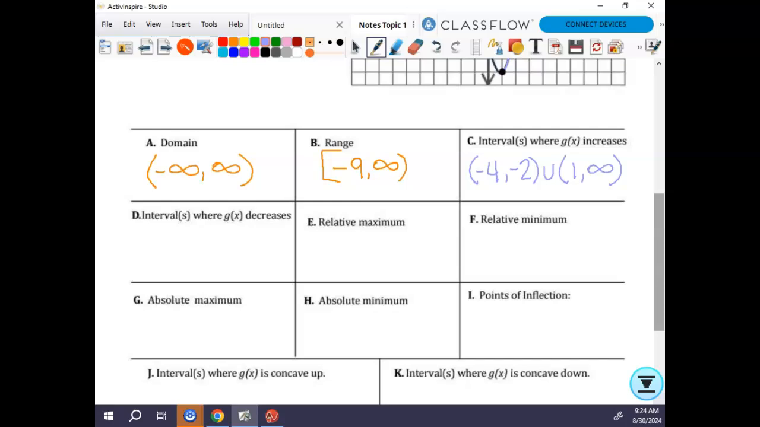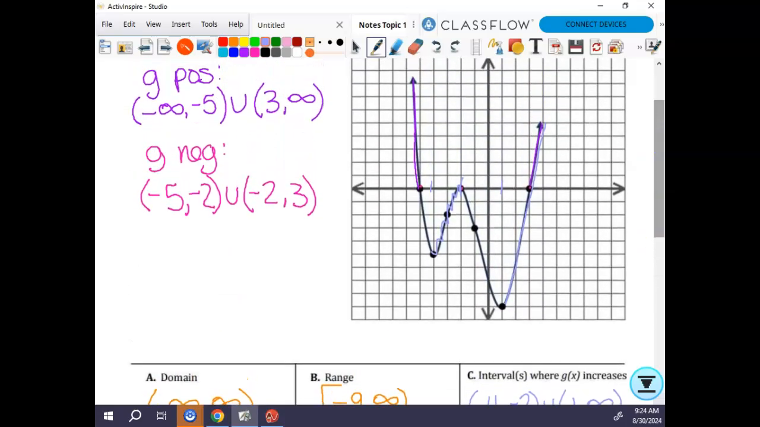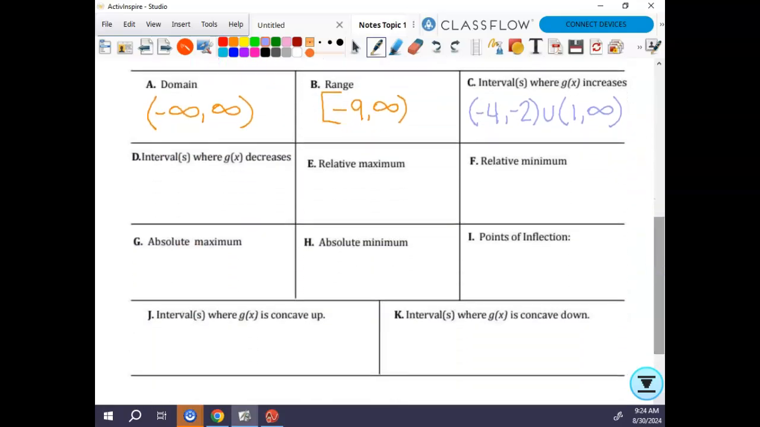What about where g of x decreases? Where does it start to decrease the first time? Negative infinity. It's decreasing all of that. So it's negative infinity to negative 4. And then we're decreasing here, right? Negative 2 to 1. All right, so negative infinity to negative 4, and then negative 2 to 1. Any questions about any of that so far? We all good? All right, great.